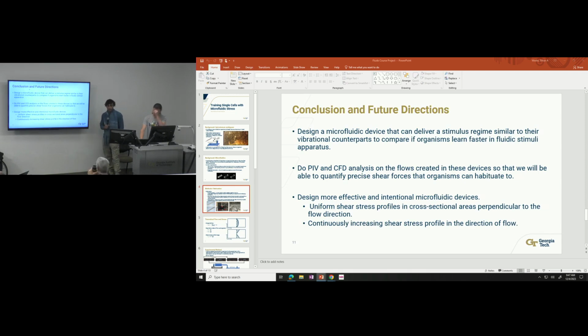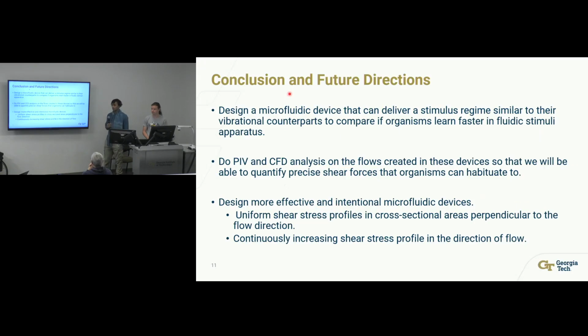So our future direction is to design a microfluidic device that can deliver a stimuli regime similar to the vibrational stimuli, so that we can compare whether they learn better with a fluidic stimulus or a vibrational stimulus. We believe that it will be a fluidic stimulus since they are in aquatic habitats and they've evolved to sense fluidic stresses and forces.